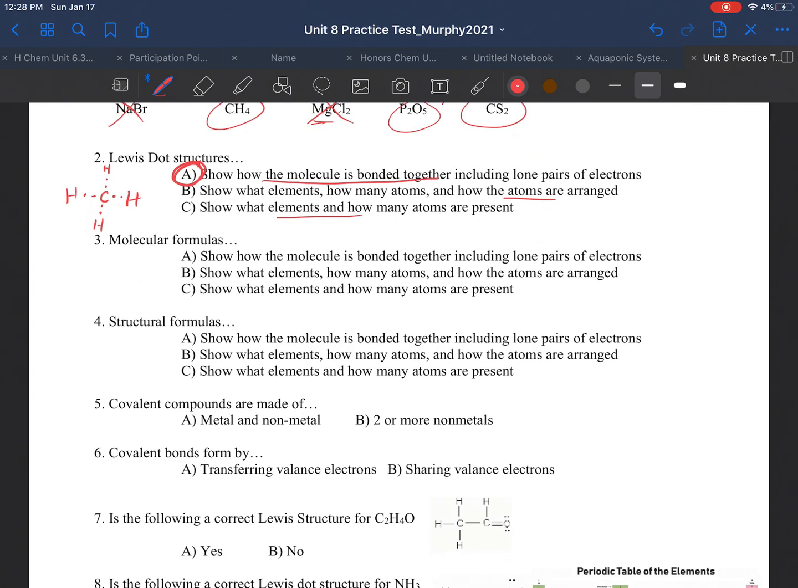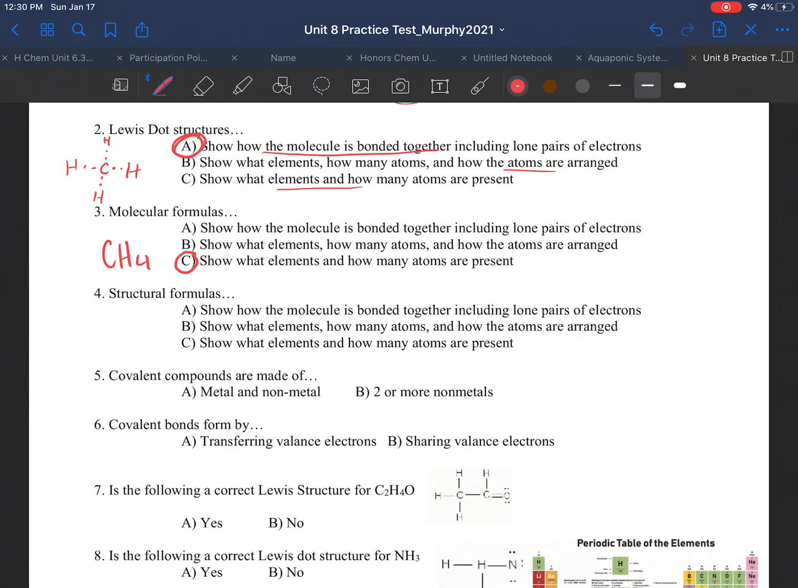As for molecular formulas, that would be if I just wrote CH4. We don't know how it's bonded together yet, and we don't know how they're arranged. So molecular formulas only really show us what elements and how many are present. Now, structural formulas: we may think that it shows us how the molecules are bonded together, but the key here is that it says including lone pairs. Typically with structural formulas, those aren't required like they are in Lewis dot structures. So the most correct answer here is going to be B.